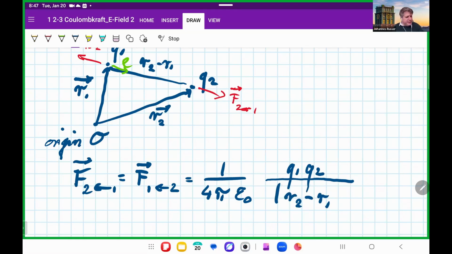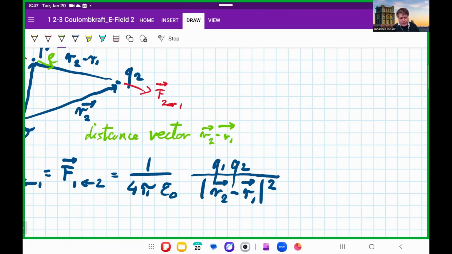That's a distance vector, but we square it, because we said the force is decaying proportional to the inverse of the distance squared. So I write that here also. The distance vector is R2 minus R1. But then we also have a direction for the force.